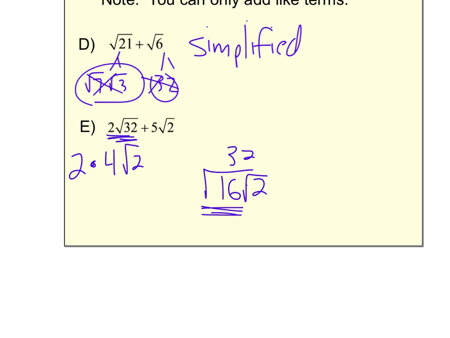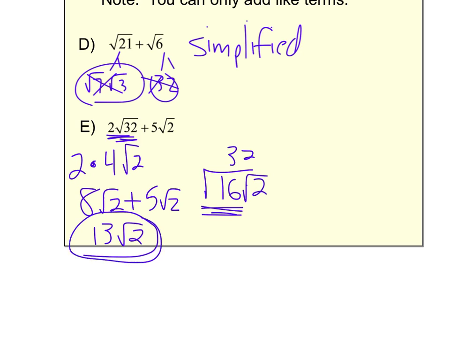So that means this first term becomes 8 square root of 2. Second term is still 5 square root of 2. That's simplified. So it becomes 13 square root of 2. There's my answer. So I'm always looking to see what can I simplify.